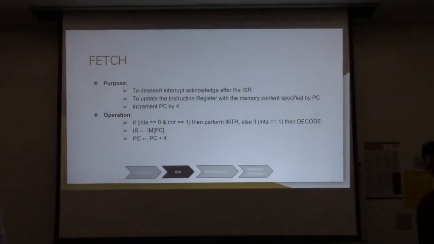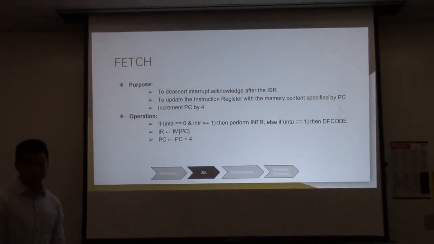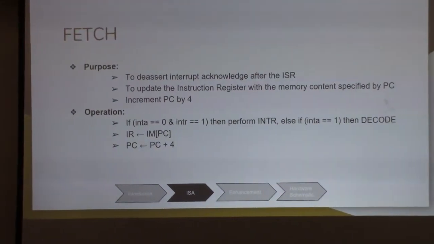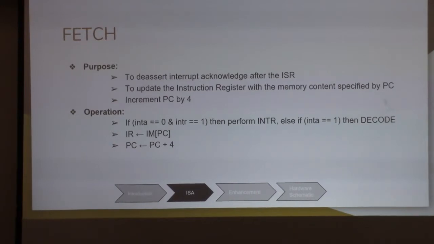For the fetch, there are three main things happening: the deassertion of the interrupt acknowledge after the interrupt service routine is performed, updating the instruction register with memory specified by the program counter, and updating the program counter by incrementing it by 4. Under the lines of operation, for the interrupt, if the I/O memory is sending an interrupt request, then it's going to perform the interrupt, else it's going to go to decode. Then IR gets the memory content from the instruction memory specified by PC, and this is just incrementing by 4 to update the program counter.